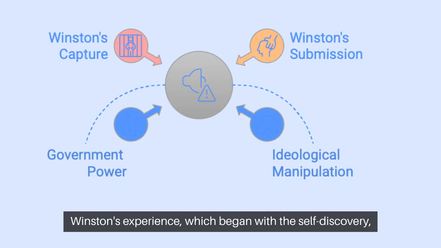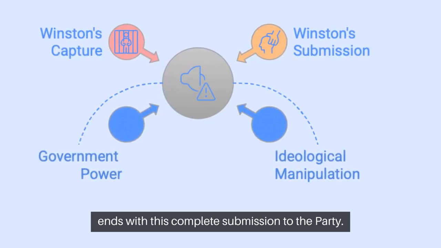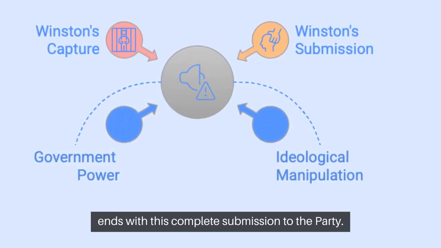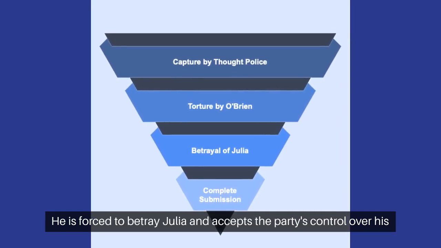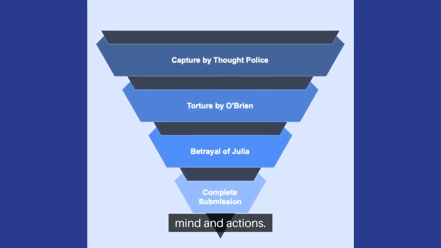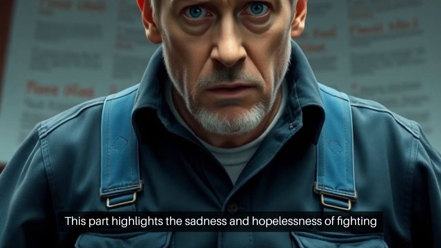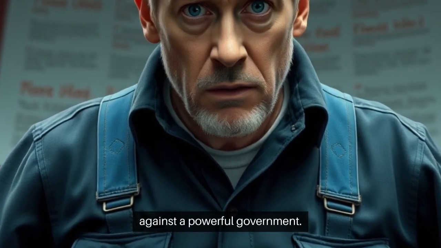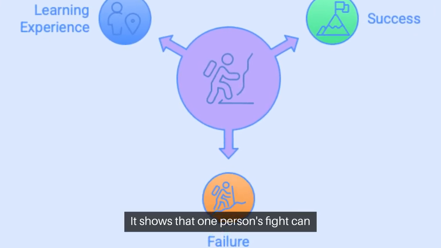Winston's experience, which began with his self-discovery, ends with his complete submission to the party. He is forced to betray Julia and accepts the party's control over his mind and actions. This part highlights the sadness and hopelessness of fighting against a powerful government. It shows that one person's fight can fail.